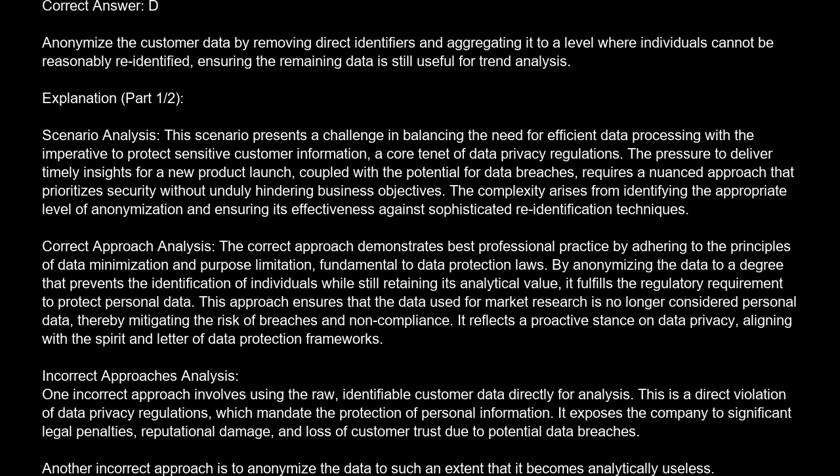One incorrect approach involves using the raw, identifiable customer data directly for analysis. This is a direct violation of data privacy regulations, which mandate the protection of personal information. It exposes the company to significant legal penalties, reputational damage, and loss of customer trust due to potential data breaches.